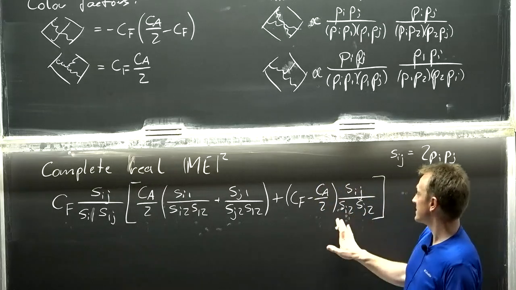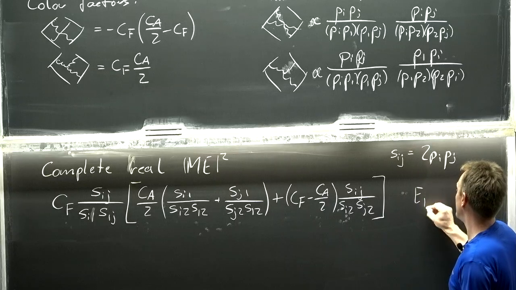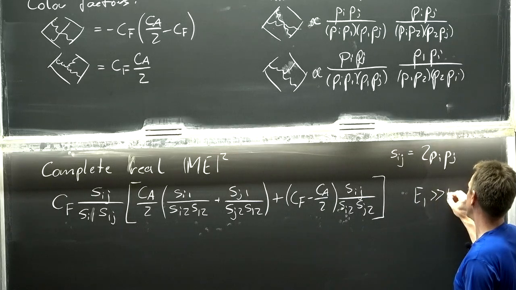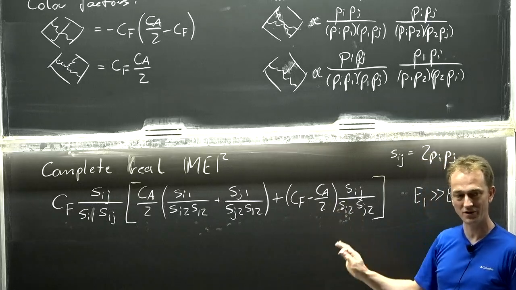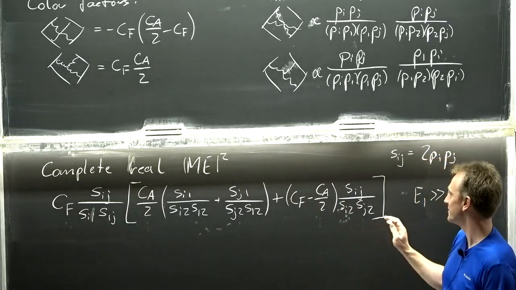I should say that this is in the strongly ordered limit. So what I'm assuming here is that the energy of E1 is larger than the energy of E2. But the structure doesn't change very much when you go away from that limit. You go to the double soft limit also.